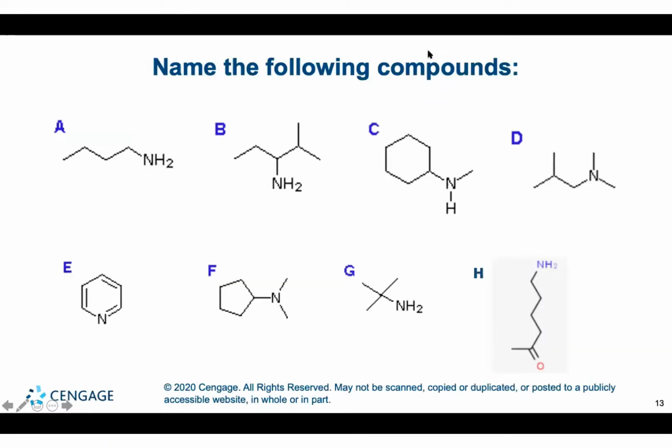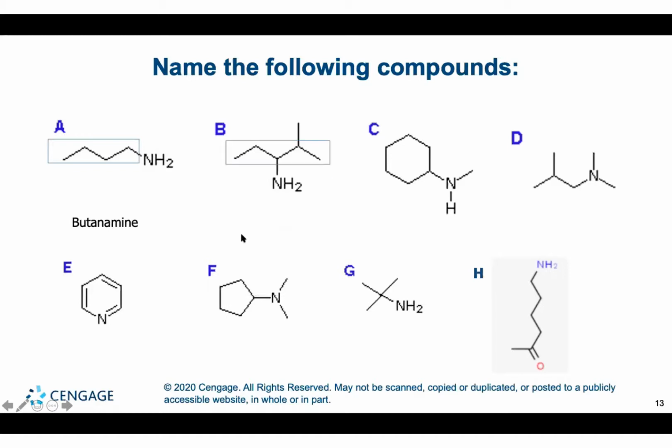Let's name the following compounds. Here we have an amine. Find the longest chain of carbon, right? 1, 2, 3, 4. Make sure the amine group is not part of the longest chain of carbon, because it's not carbon. So here, 1, 2, 3, 4. So it's going to be butanamine.